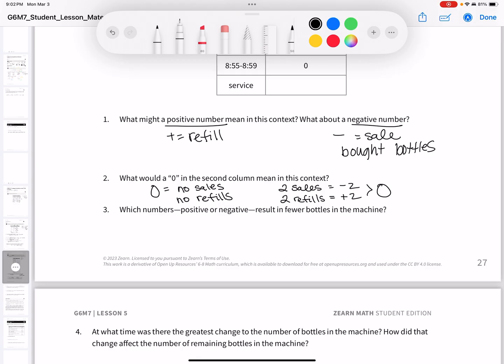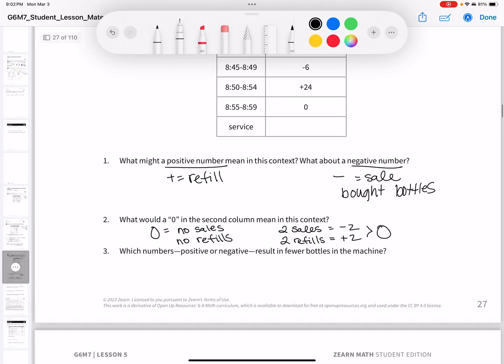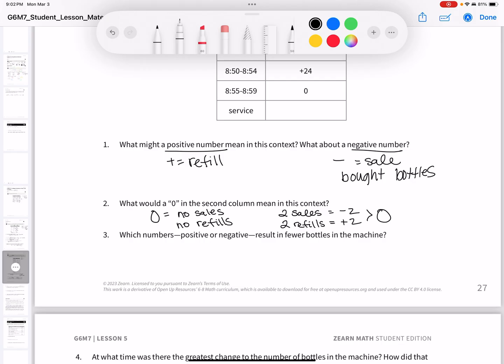So let's look at 3. Which numbers, positive or negative, result in fewer bottles in the machine? So taking bottles out would be a sale, which would be negative. So negatives result in fewer bottles in the machine because people are taking them out of the machine, or buying. Okay.